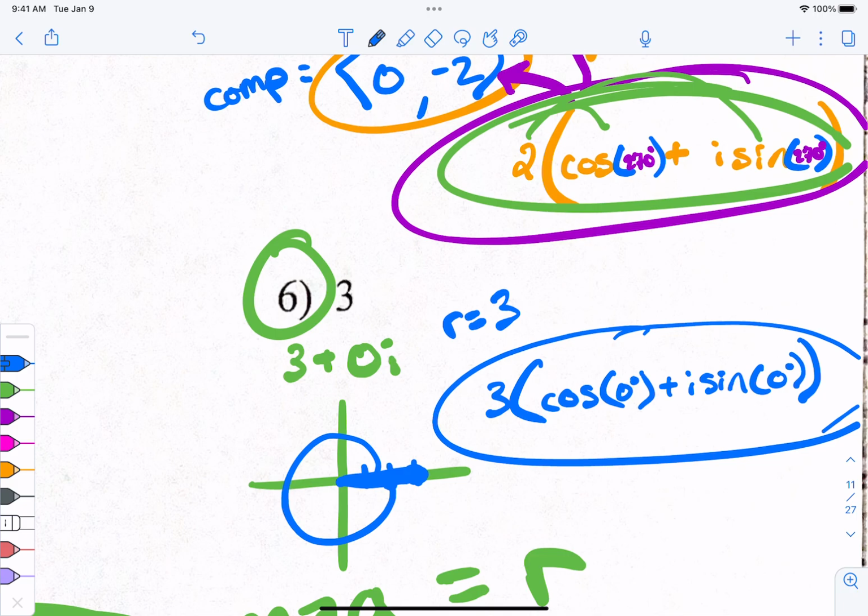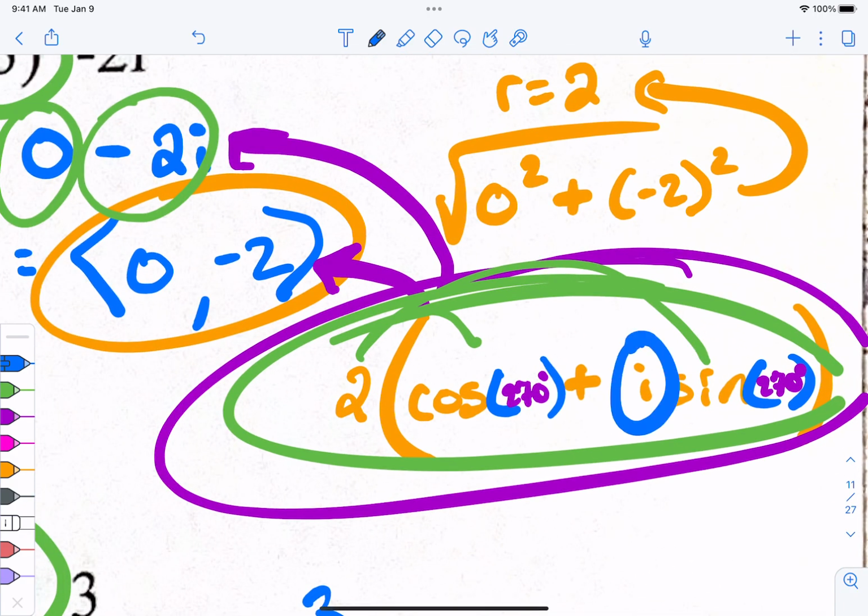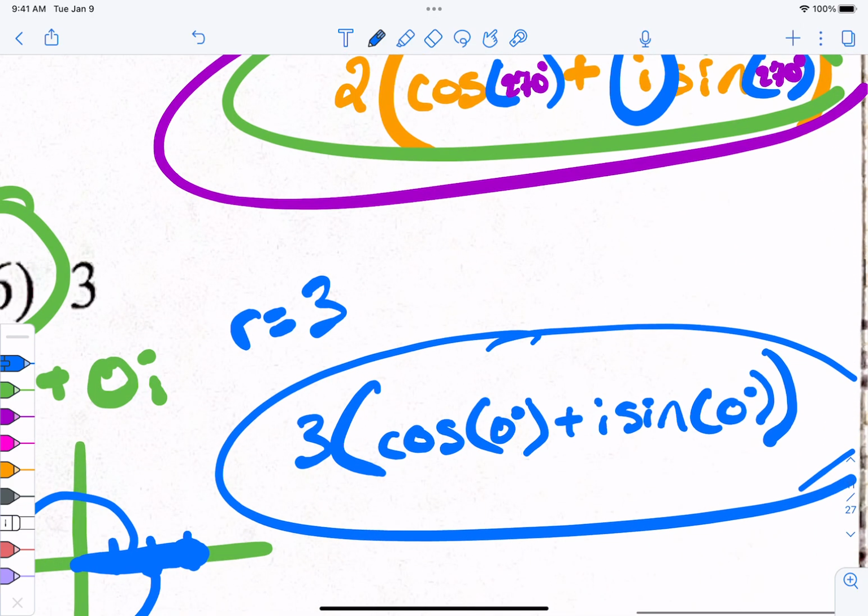What's the I? The I is just the y coordinate part of the complex number. So this I is the same I as what's in rectangular form. It's just how you map a complex number. Okay?